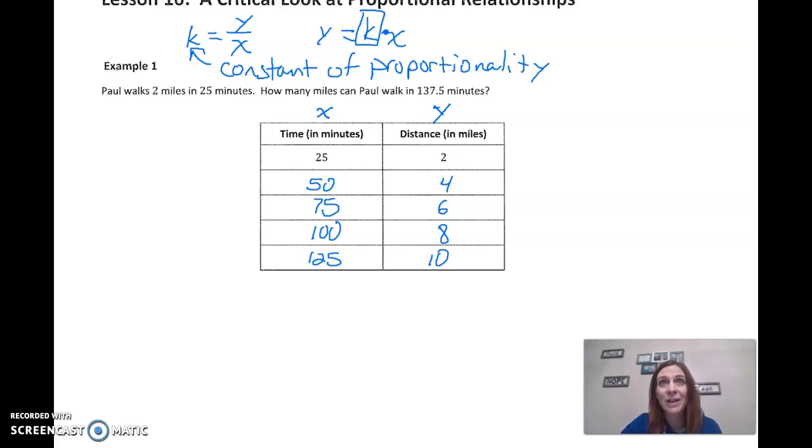Now remember, I didn't read the question yet. It says, how many miles can Paul walk in 137.5 minutes? That's what we need to figure out, because that's going to come outside of our table. The 7th grade way of doing it would be to find our constant. Our constant is whatever our y value is divided by our x. I can use any of these, but I'm going to take 2 and divide it by 50.